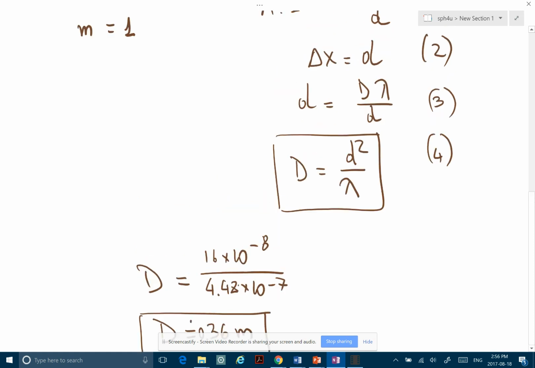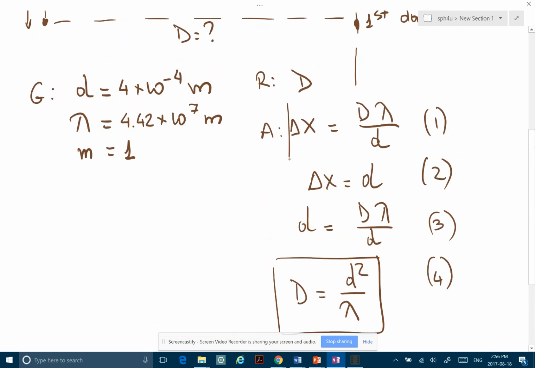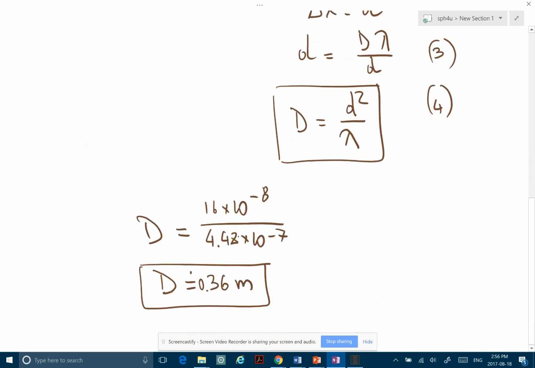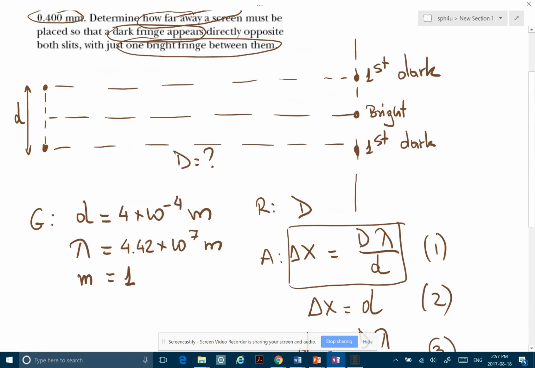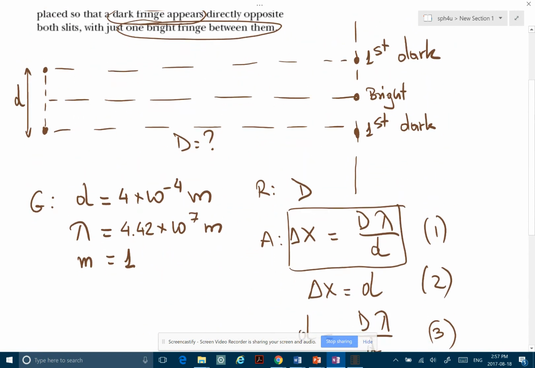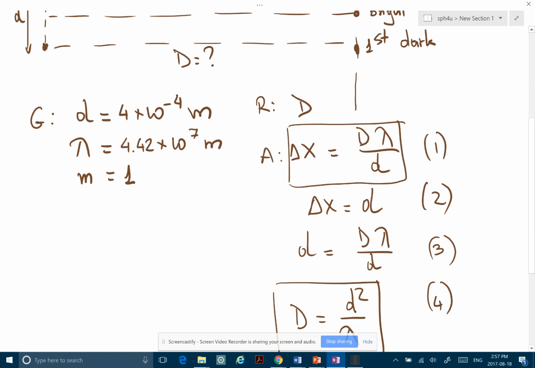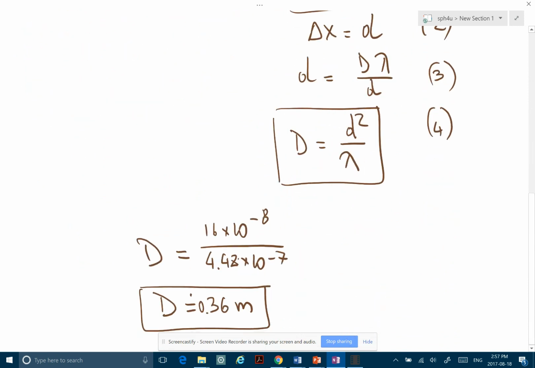All right. So again, we started off using this equation, and then we figured out the distance between the slits and the screen so that the dark spots would show exactly opposite the slits.